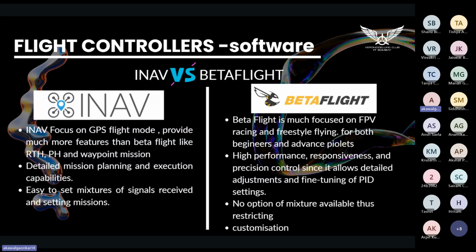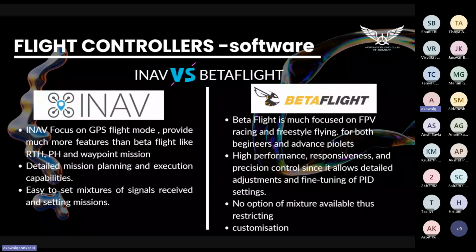See, acro modes and other stuff. And INAV is mostly based on autonomous flight. So you can do detailed mission planning and execution. These are the capabilities of INAV. Betaflight is high performance software, with responsive and precision control, since it allows detailed adjustments and fine tuning of PID settings. PID stands for proportional, integral, derivative. It changes the way your aircraft behaves on giving inputs.